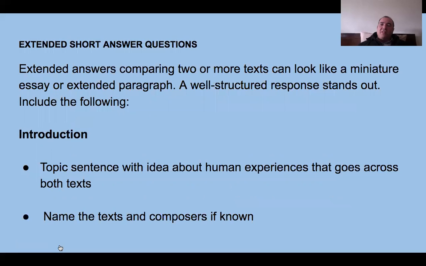So they've got a midsection in this exam where you've got extended short answer questions. So really, this is when you have to compare two or more texts together. And this has been around for quite a while in the English short answers section. So it's not an uncommon thing.